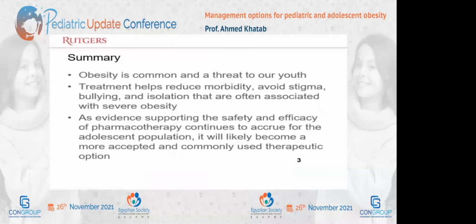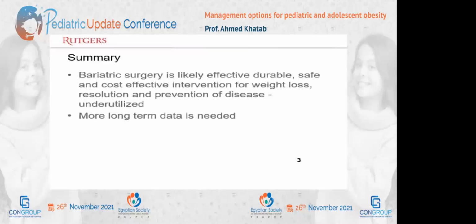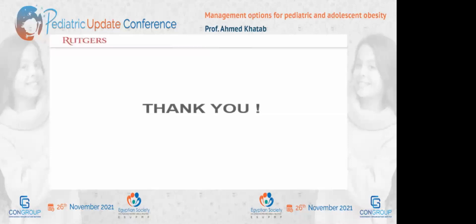In summary, obesity is common and a threat to our youth. Treatment helps reduce morbidity, and avoid stigma, bullying, and isolation that are often associated with obesity. As evidence supporting the safety and efficacy of pharmacotherapy continues to accrue for the adolescent population, it will likely become a more accepted and commonly used therapeutic option. Bariatric surgery is likely an effective, durable, safe, and cost-effective intervention for weight loss, resolution, and prevention of disease. However, it's underutilized. We need more long-term data to be able to recommend bariatric surgery. Thank you for your time.